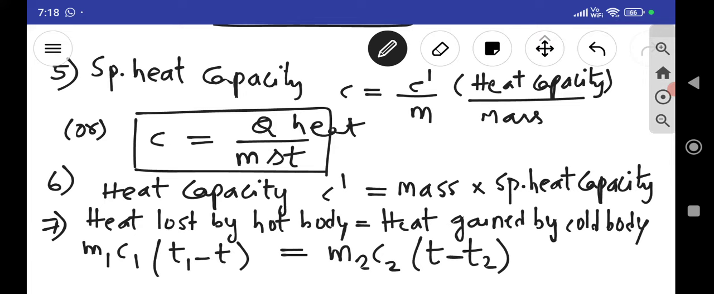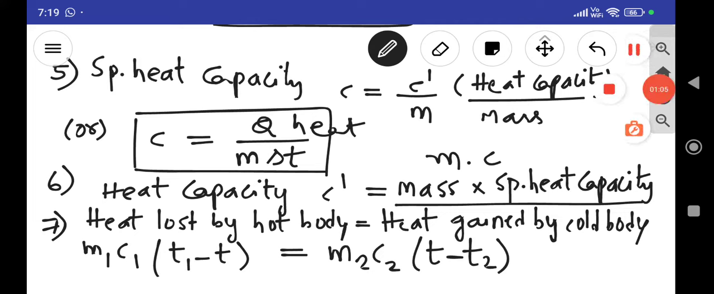Then heat capacity C naught can be taken as mass into specific heat capacity, that is M into C. Heat lost by hot body is equal to heat gained by cold body, which is the principle of calorimetry. M1 C1 (T1 minus T), where T is equal to final temperature. So hope you have understood the formula. Now let us see question number 2.